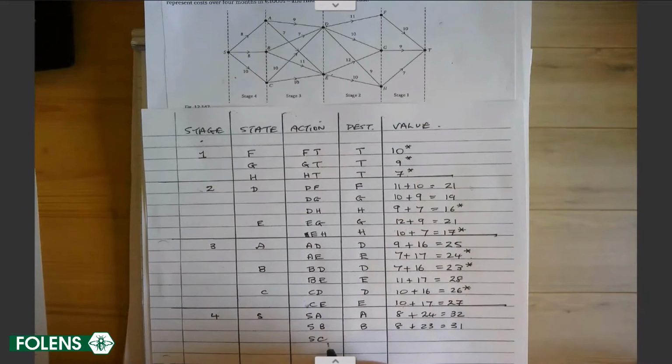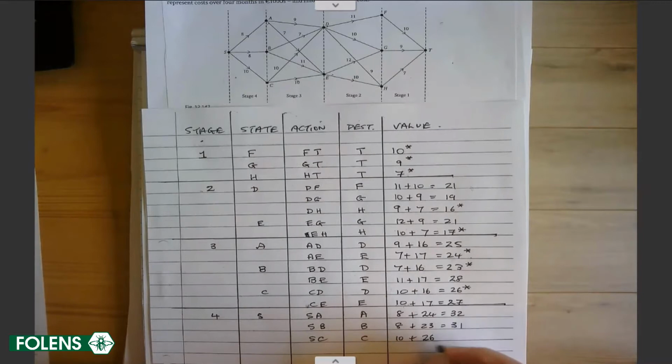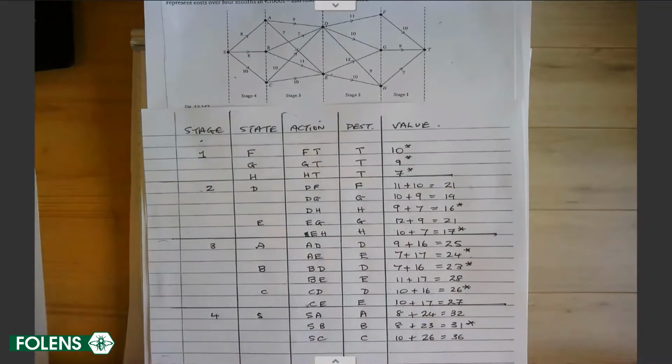S to C costs 10. And from C, the optimal path is via D, it's 26. So that's 36. So that's the most expensive. Which of those three is the cheapest? 31.